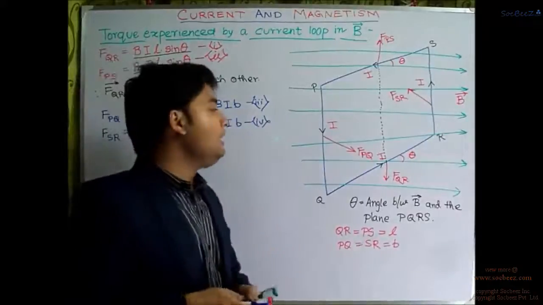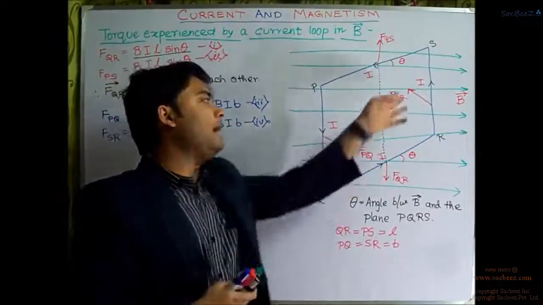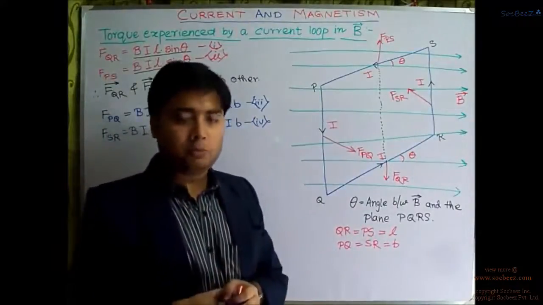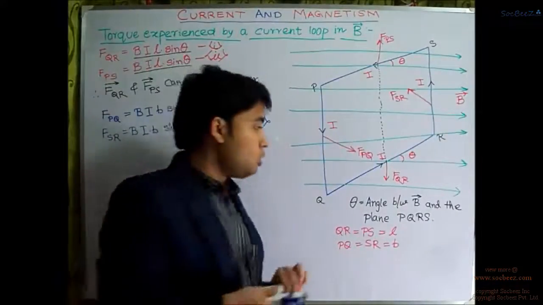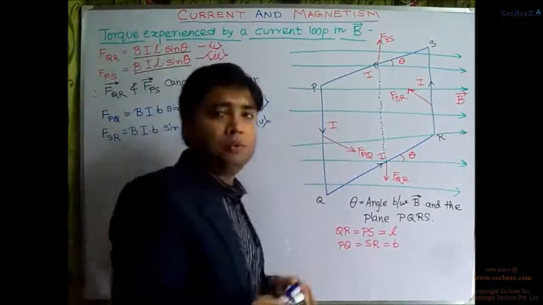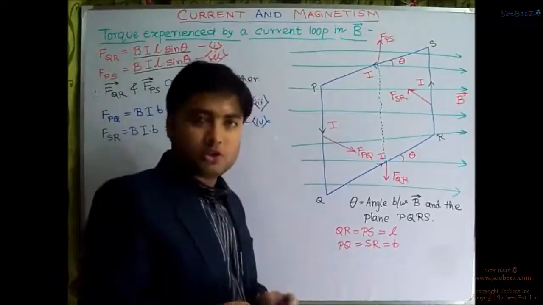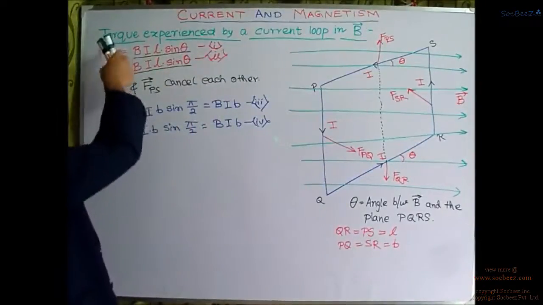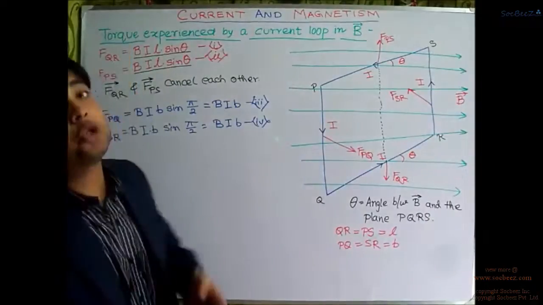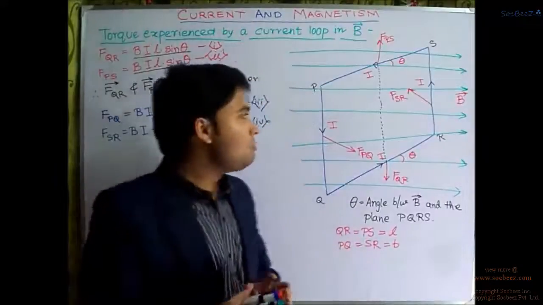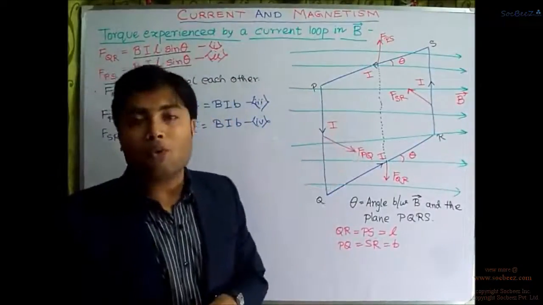So we can see that FPQ and FSR are the same in magnitude but in opposite direction, because one is coming towards you and the other is going away from you, which means they are in opposite directions. Likewise, as we have seen over here, FQR and FPS actually cancel out each other, which means that there will be no force.